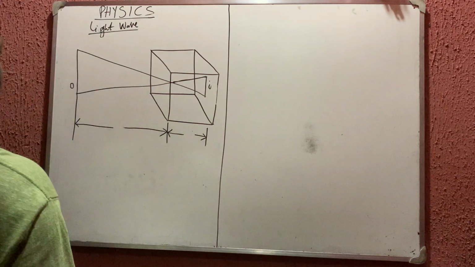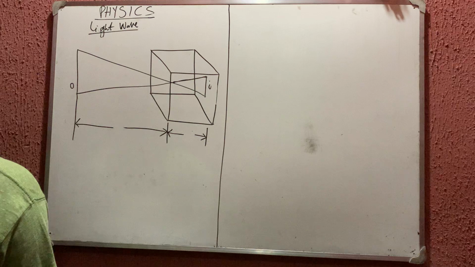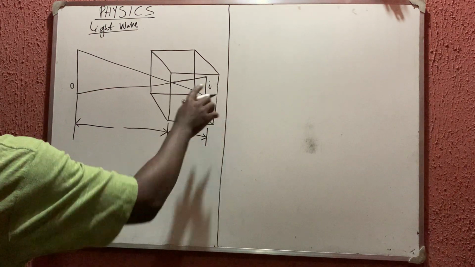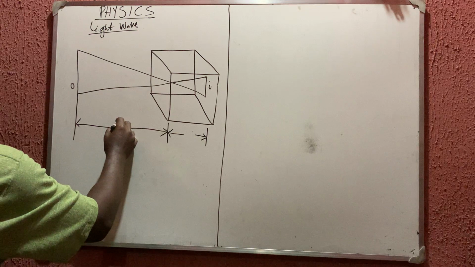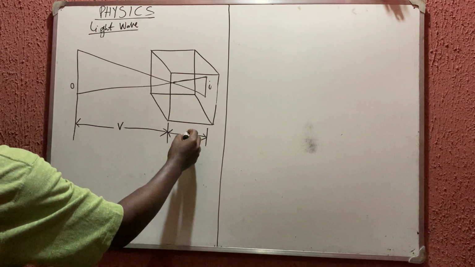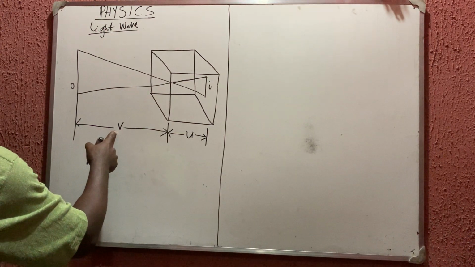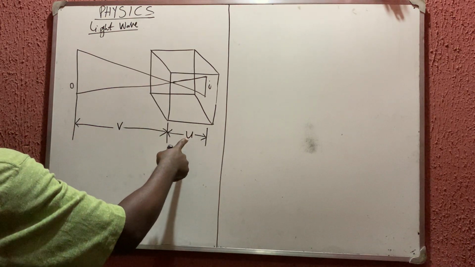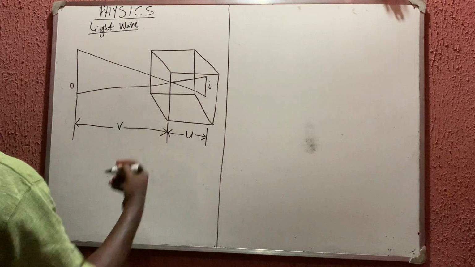Light wave, okay? And this is a pinhole camera. In this pinhole camera, we have my object here and my image here. Let me call it V, and this U. So my V is what? The distance between the object and the pinhole, while your U is the distance between the image and the pinhole.